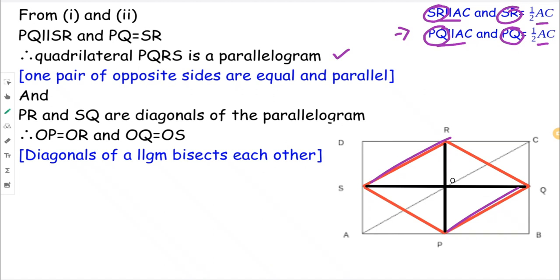And now if PQRS is a parallelogram, then RP and SQ become the diagonals of the parallelogram. And we already know that diagonals of a parallelogram bisect each other. Therefore, I can say that OR equals OP and also OQ equals OS. So this is how we have proved it.